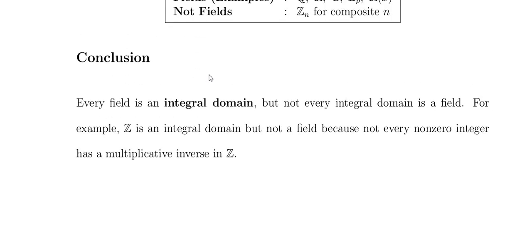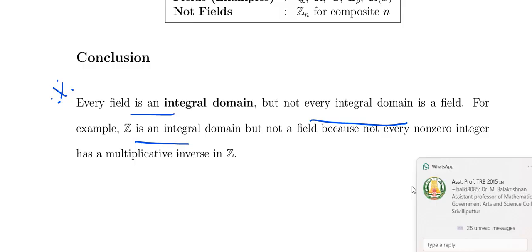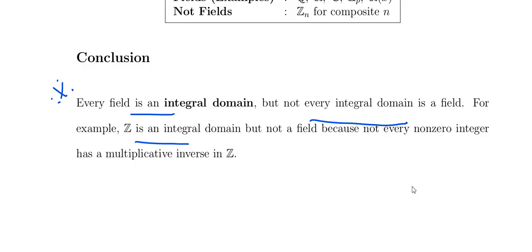Every field is an integral domain, but not every integral domain is a field. This is a very important point. If the concept is clear, you can catch these, and even if you don't remember, you can think and answer. For example, Z is an integral domain but not a field, because not every non-zero integer has a multiplicative inverse.